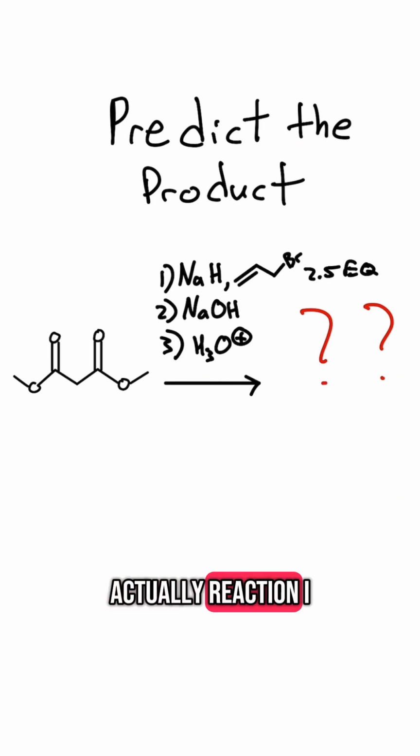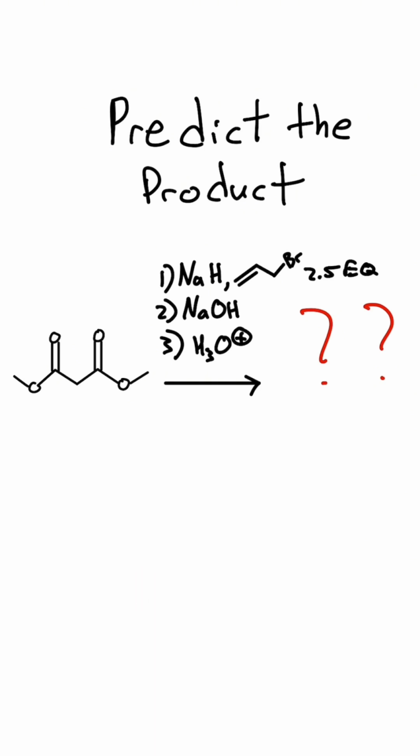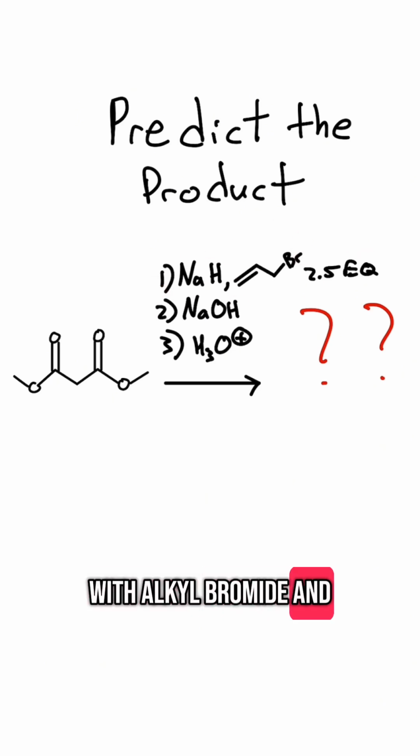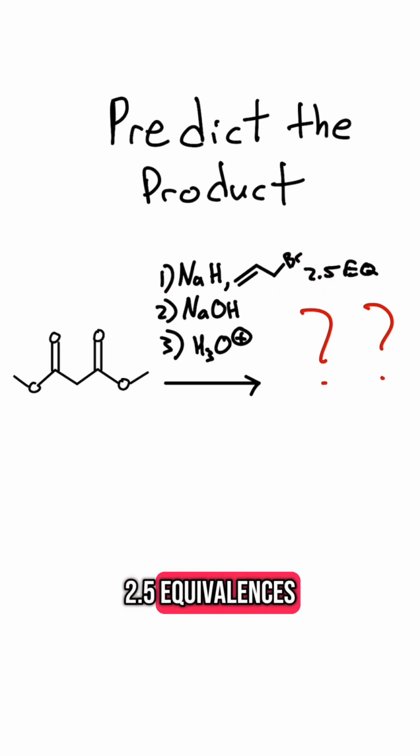So this is actually a reaction I've run in real life, and it was one of the first reactions I was given individually during my PhD. So let's walk through it. Based off all this, can we predict the product? So we have dimethylmalonate. Then the first step is sodium hydride with allyl bromide, at 2.5 equivalents. And then we have a sodium hydroxide step, and then an acidic workup step. What does that look like?